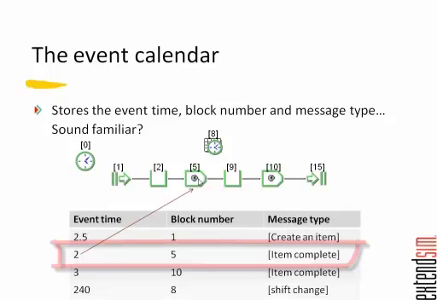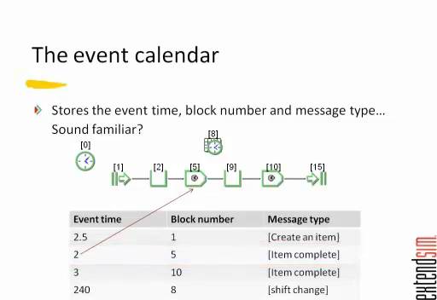So at time 2, the activity block number 5 is going to get a message. And that message is going to say an item is complete. Now, the executive is storing the event calendar, and it doesn't actually know what the message type means to the block. But the block has told the executive that at time 2, I'm block number 5, and I want to get an item complete message. So like any good executive, it really doesn't know much about what's going on.